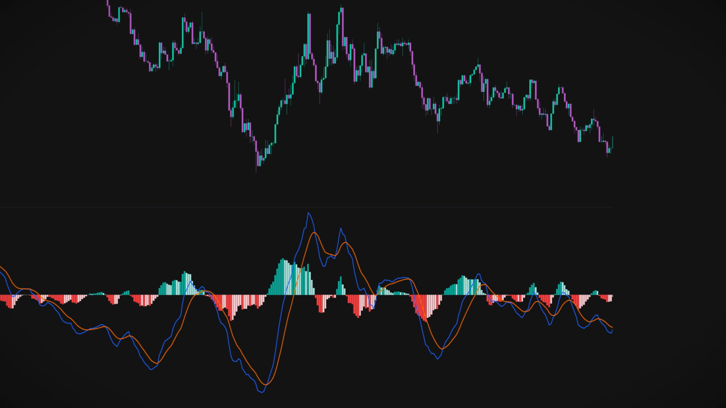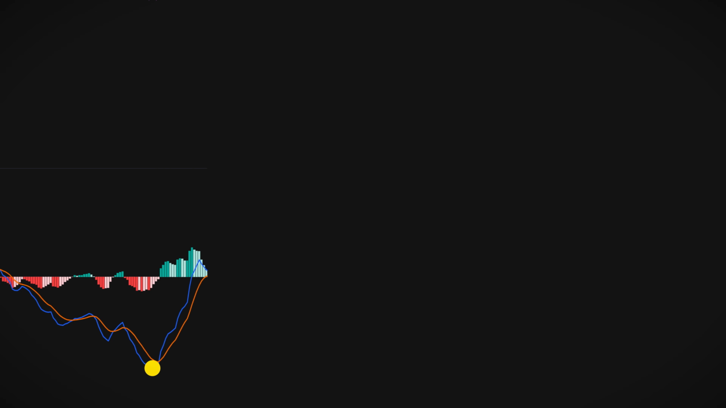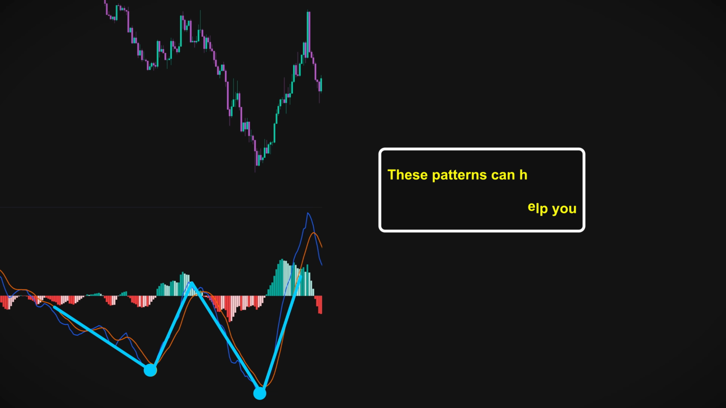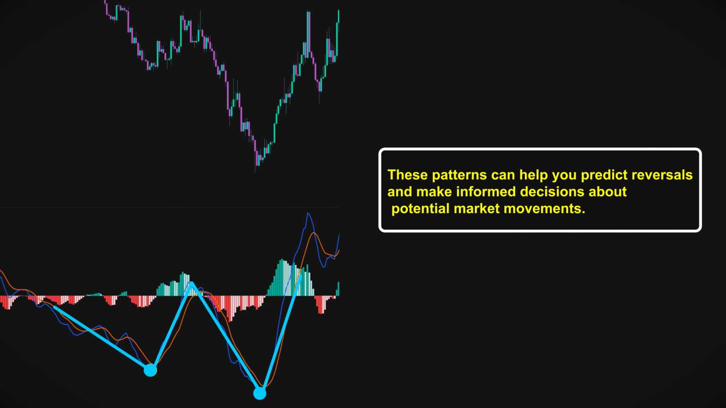Similarly, whenever there is a double bottom pattern in the MACD, there is a chance for the price to rise. For example, here, you can see the MACD indicator was falling. Then, it made a bottom. After that, the MACD increased a little and fell again. If it made the first bottom, it made the second bottom near it. When two bottoms are made like this, there's a high chance for the price to increase. As you can see here, after this, there was a strong uptrend in the share price. These patterns can help you predict reversals and make informed decisions about potential market movements.